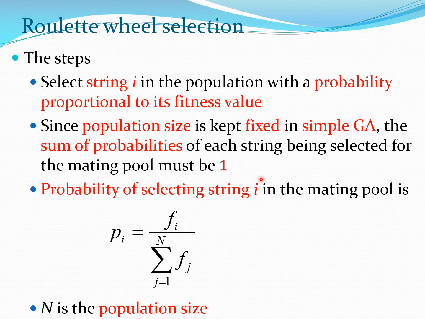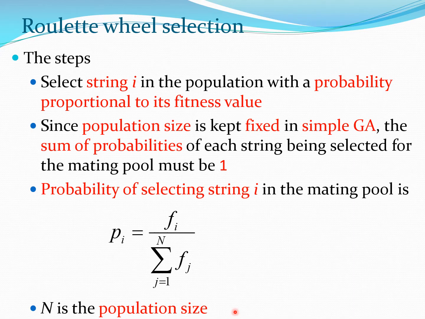And we assume that population size is kept fixed in a simple GA. The sum of probabilities of each string being selected for the mating pool must be 1. Therefore, the probability of selecting string number i in the mating pool would be the function value Fi divided by the total, sigma j is 1 to n Fj. So essentially, this is the summation of the function values at the entire population point, and Fi is the function value at the current point i. So this is the probability here. And n, of course, as we know, is the population size.